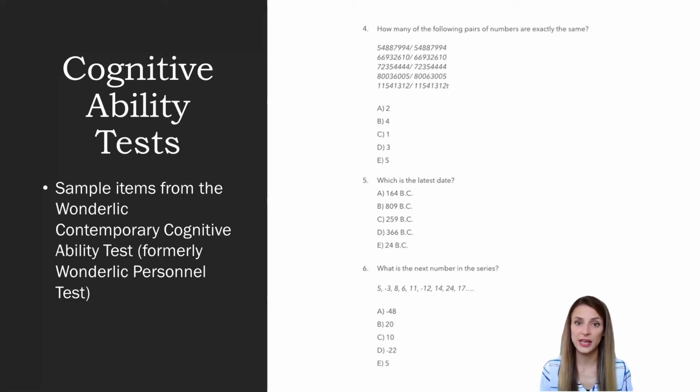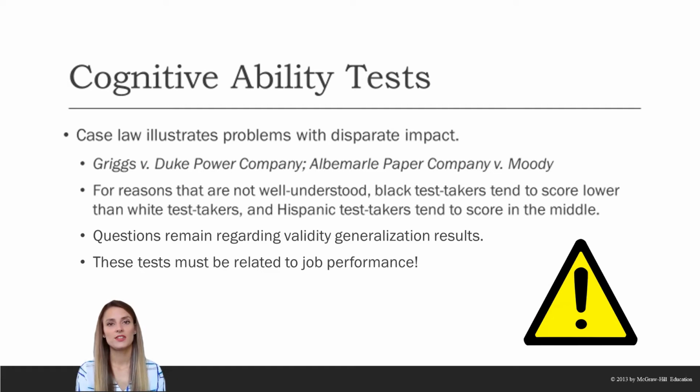Here are a few sample items from the Wonderlic Personnel Test, which has been renamed to the Wonderlic Contemporary Cognitive Ability Test. Unfortunately, there have been several cases in the history of the United States that have pointed to the potential for disparate impact. The Griggs versus Duke Power Company case and the Albemarle Paper Company versus Moody case.